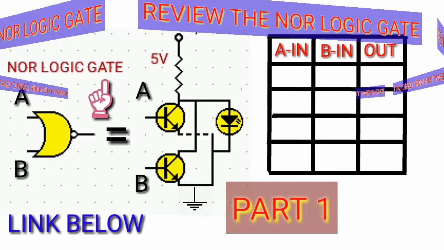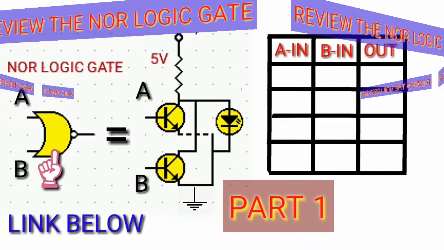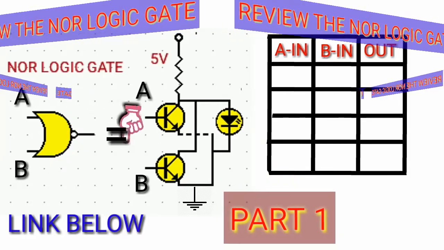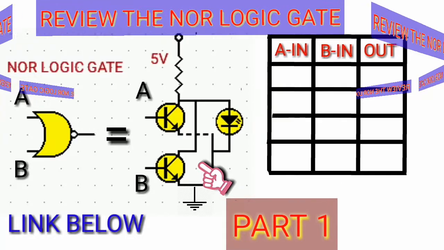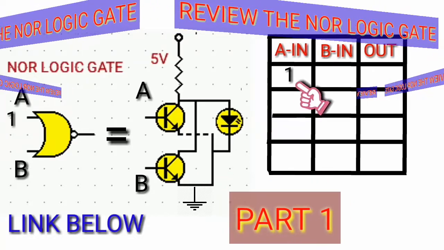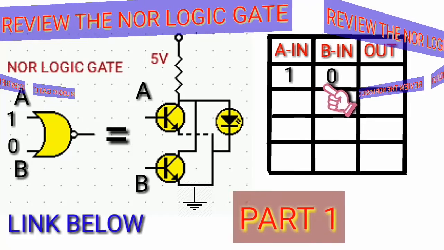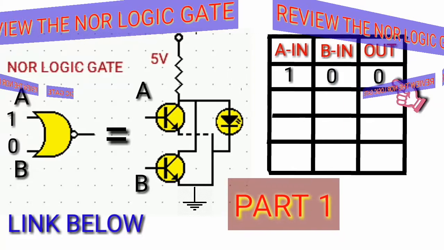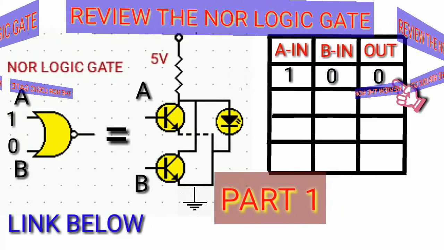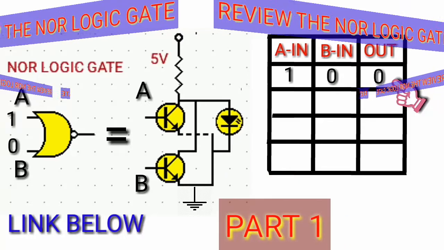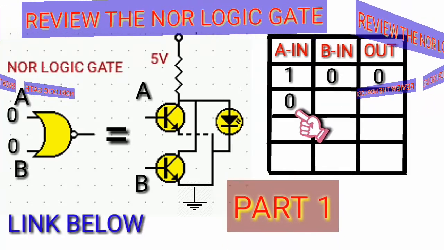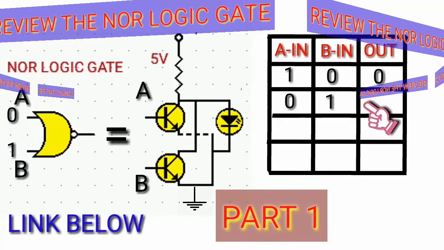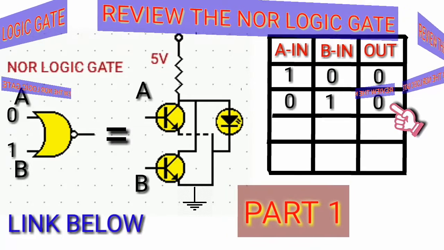Now let's review the NOR logic gate. So when the input A is injected by logic high and the input B is injected by logic low, then the output will be logic low. And when the input A is injected by logic low and the input B logic high, then the output is still logic low.